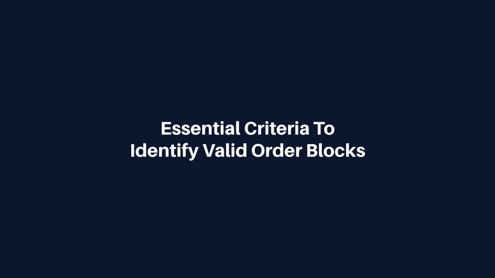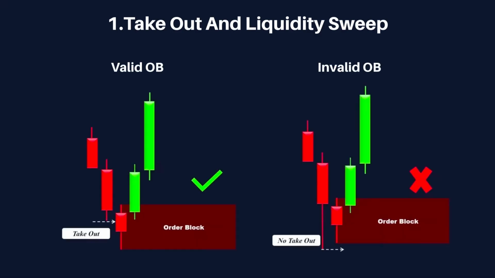Now let's move into essential criteria and rules that we need to consider to identify valid order blocks in the market and understand how we can use them to our advantage. It's crucial to note that to have a confirmed and valid order block, the following 4 rules apply. Rule 1. Liquidity sweep. Firstly, price must take out and sweep the liquidity above or below the previous candle to form a valid order block.